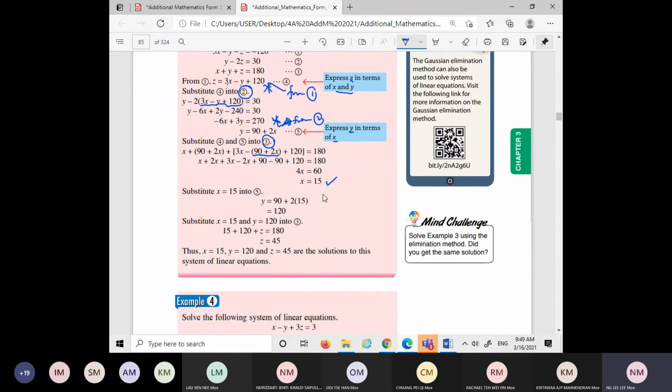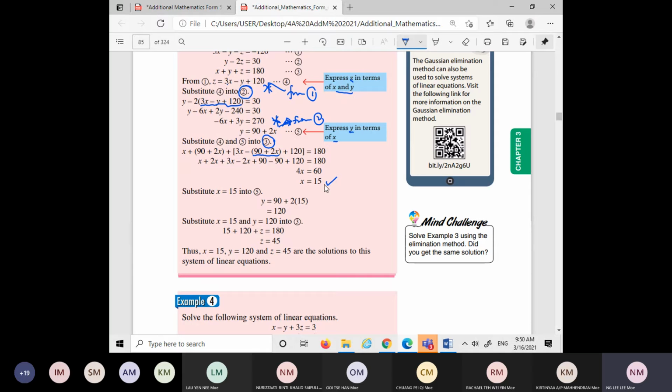After you solve for x, don't forget to get the y and the z. Always the student stops here. They just get the x, then oh happy, I get the answer already. Cannot. Because the question is asking for the 3 variables. So what is x? What is y and what is z?